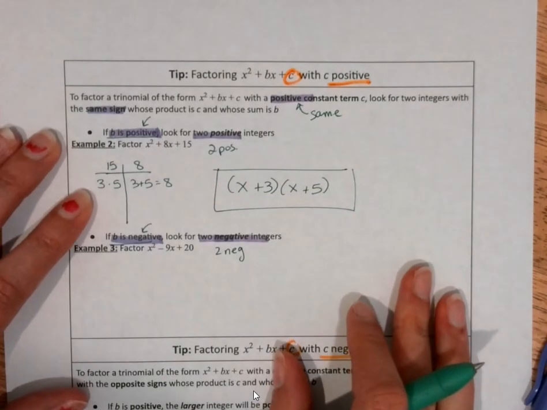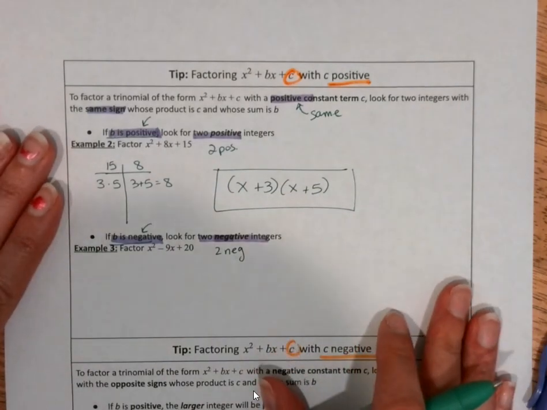Sometimes you find them on the first try, sometimes it takes a few tries. It just depends on what number you happen to choose first.